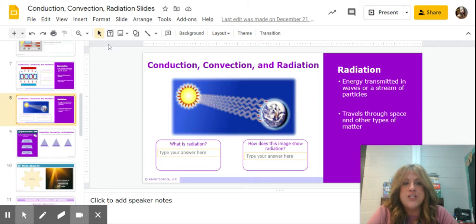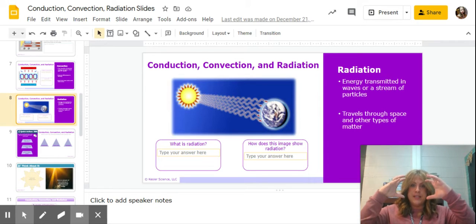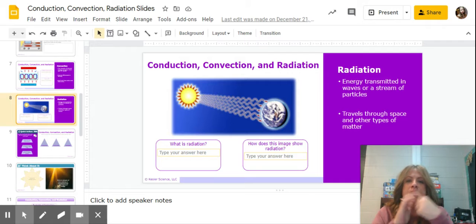So radiation. Radiation we learned was transferred through UVA and UVB rays, ultraviolet rays, and it's done through electromagnetic waves. So it's energy transmitted in waves or a stream of particles. Travels through space and other types of matter. So radiation, you're going to write this: energy transmitted in waves or a stream of particles. I also want you to include here, in those little parentheses, electromagnetic waves, UVA, and UVB. Okay?